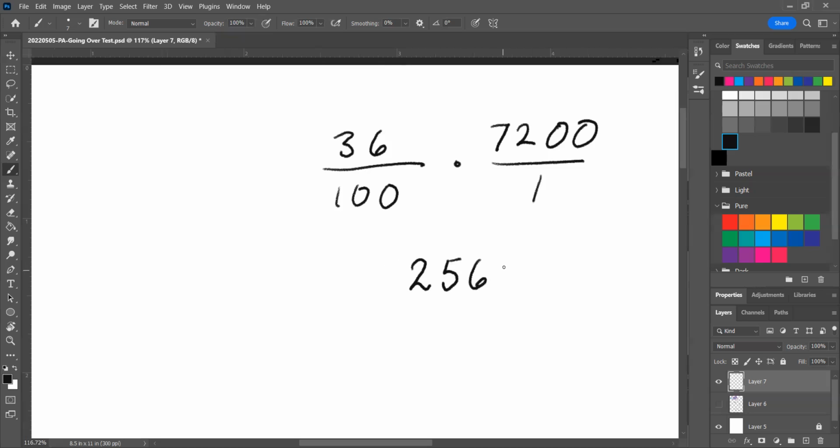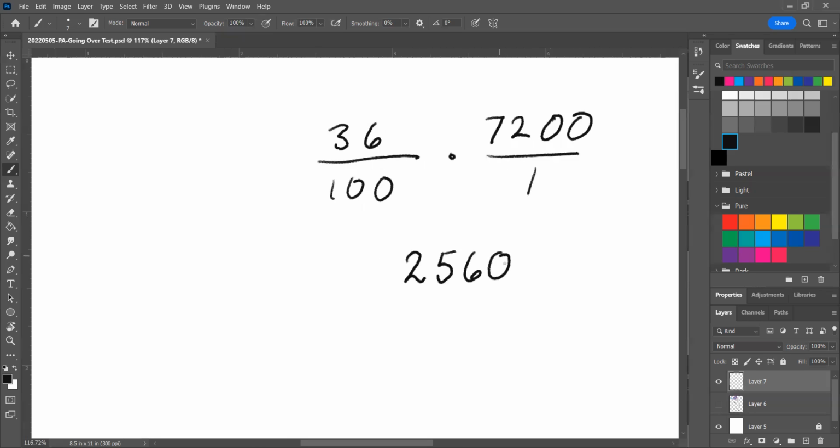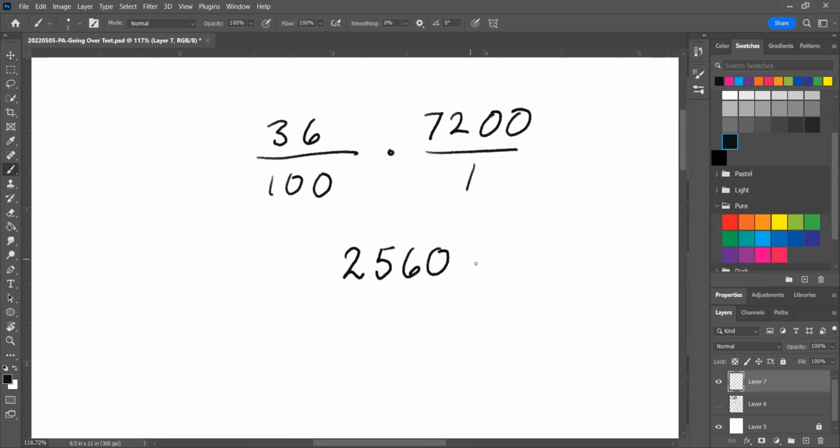A question that I don't ask often enough, because it's a curse of knowledge thing, to be honest. Does that answer make sense? Does that look like about 30% of 7,200? Does that sound reasonable? Yes, it does.